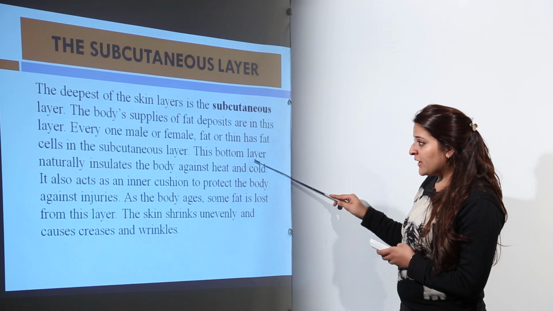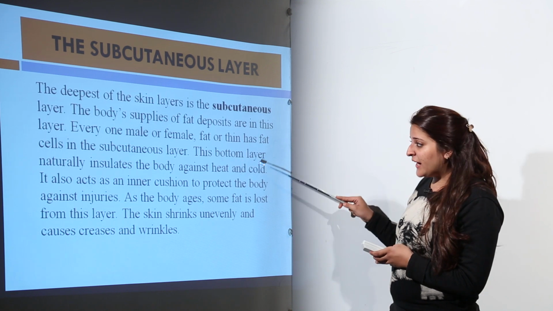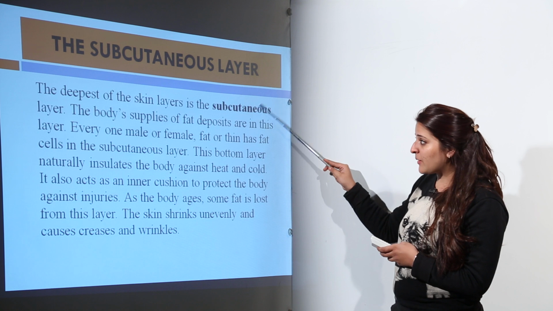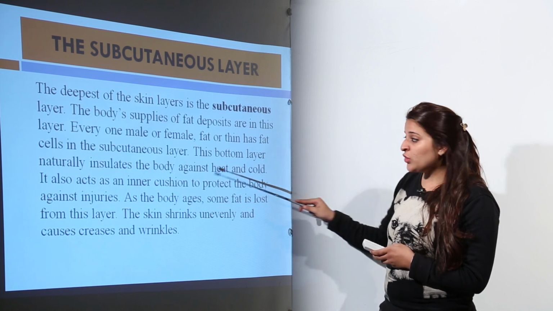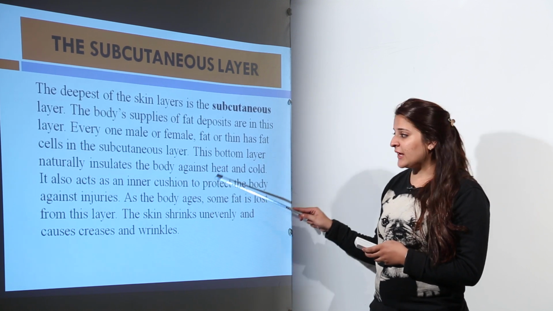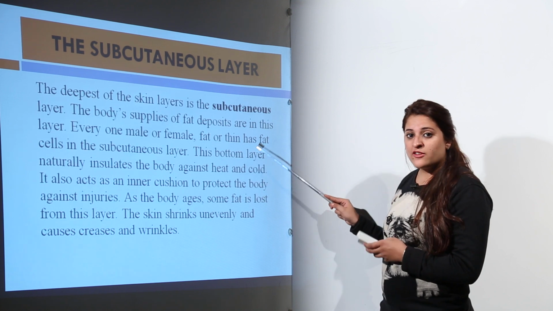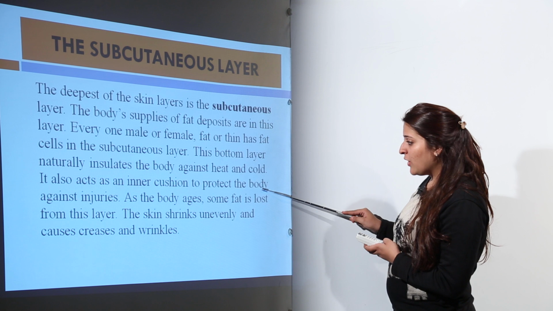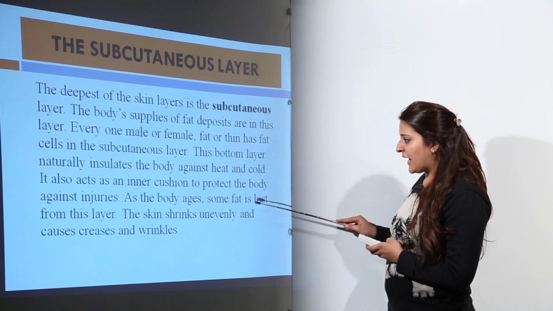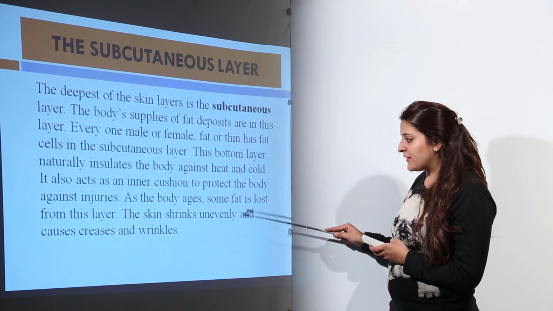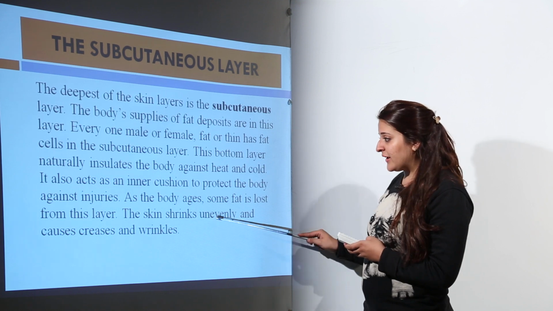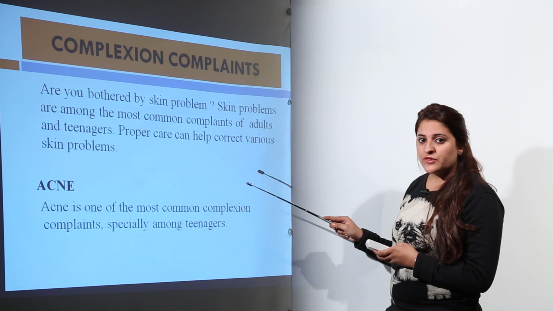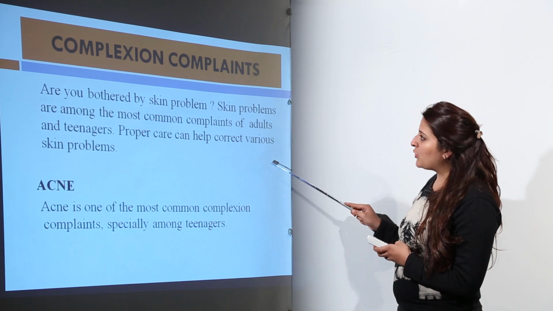These fat molecules present in the subcutaneous layer are known to provide insulation to the body against heat and cold weather. It also acts as a cushion to protect the body against injuries. Whenever our body ages, some fat is lost from this layer, and the skin shrinks unevenly and causes some wrinkles in the body. So this is because of the shrinkage of the subcutaneous layer.